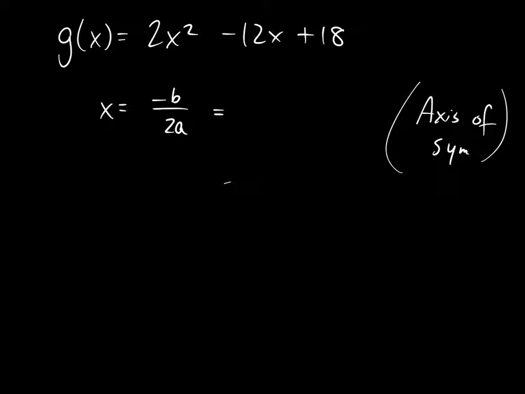Negative b would be negative 12. You okay? Yeah. All right. Sliding around. It's your birthday. You can do whatever you want, you know? You got 24 over 4 in this case, which will give us 6.